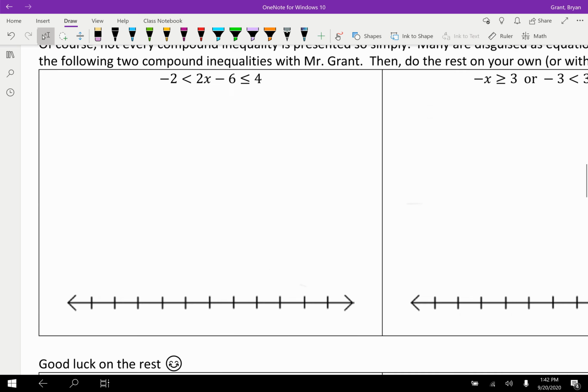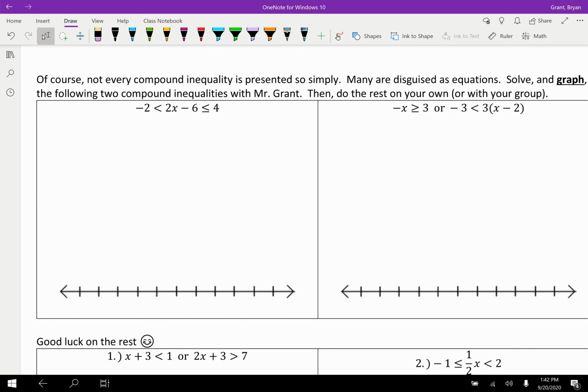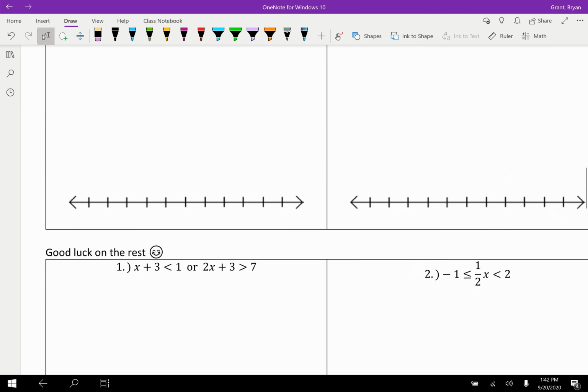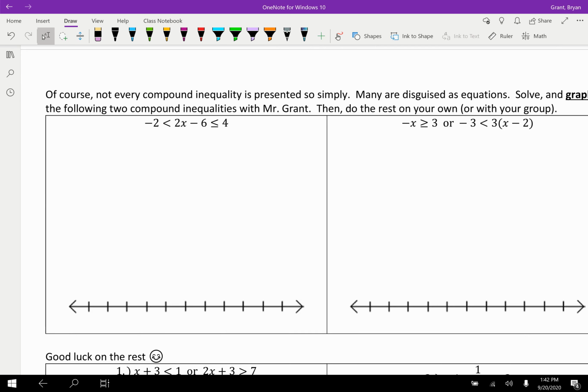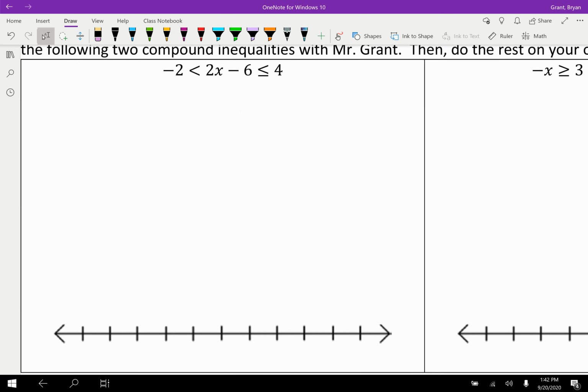So we're going to do two examples together, these two right here, and then you guys are going to tackle the rest on your own. So let's rock and roll. Our first problem tells us that -2 has to be less than 2 times whatever x is minus 6, which in turn has to be less than or equal to 4. But the problem is that doesn't really tell us what x has to be between.